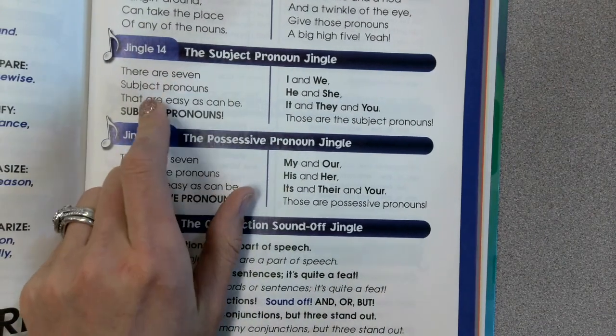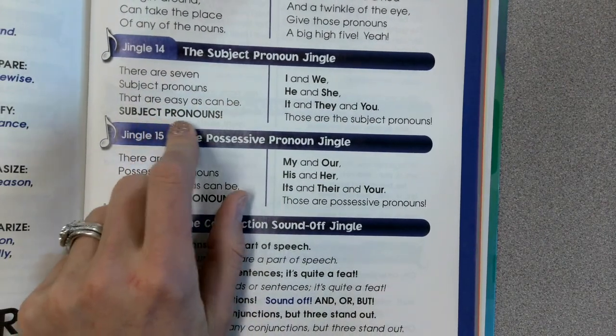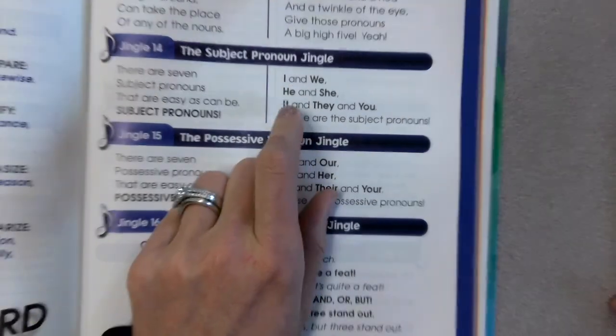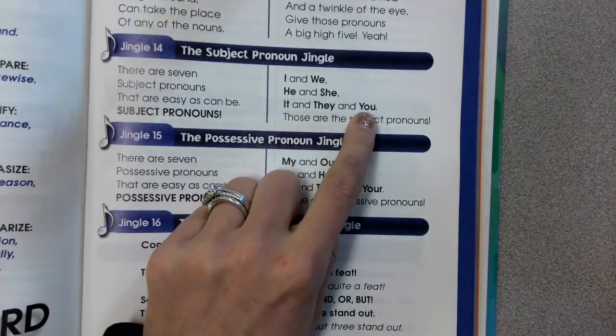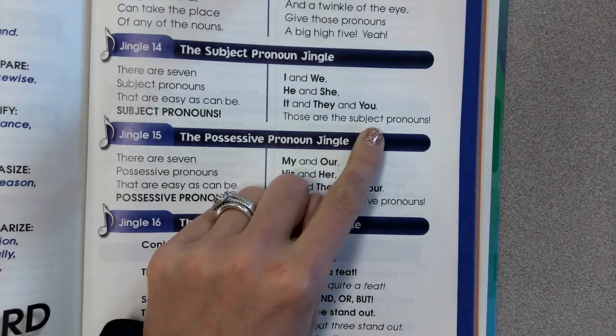There are 7 subject pronouns that are easy as can be. Subject pronouns. I and we, he and she, it and they and you. Those are the subject pronouns.